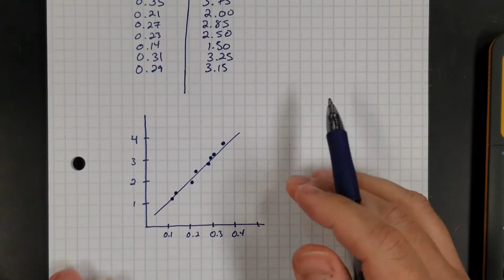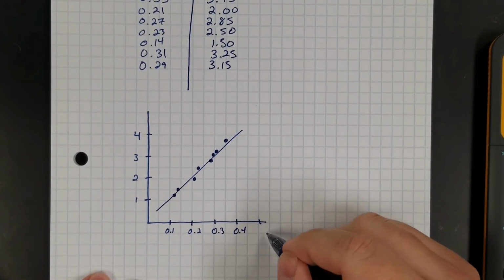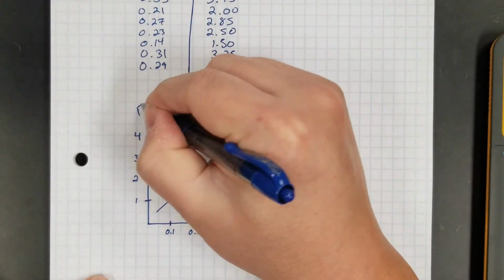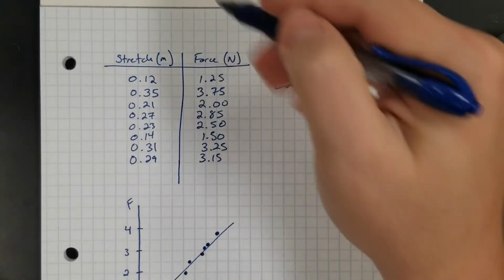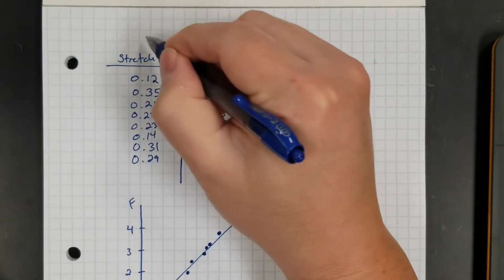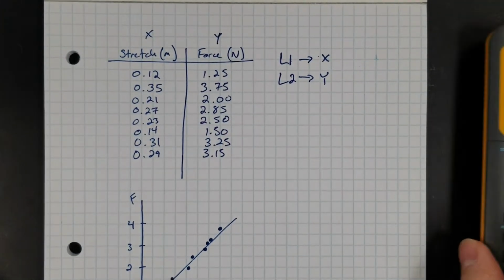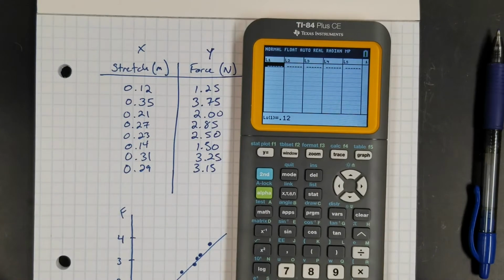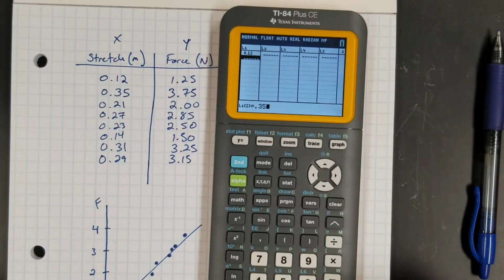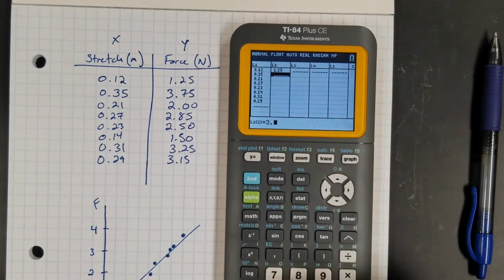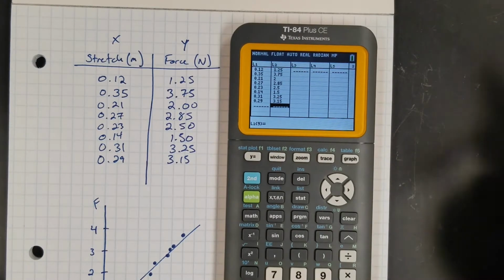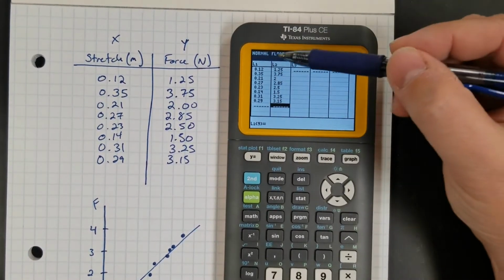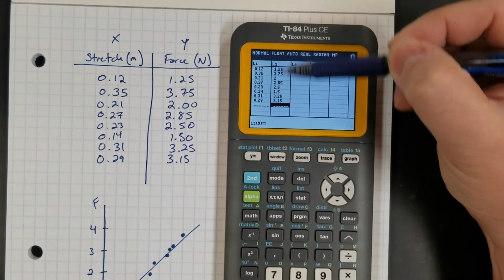On this graph, my X is my stretch, and my Y is my force. That's how I did it. So this is Y, and this is X. So I'm going to type those in here. So let's do that. Okay, so now I have all my data entered. My X's are in L1, my Y's are in L2.